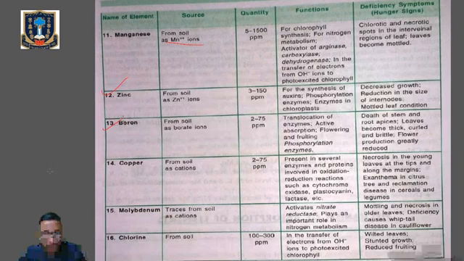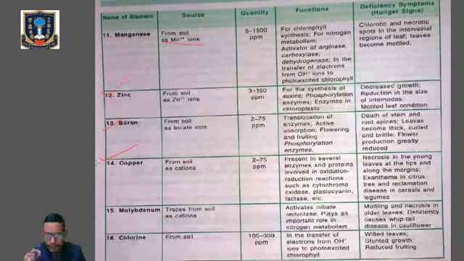Next one is copper. Copper is obtained from the soil as cupric ions. Quantity is nearly 2 to 75 parts per million. The role of copper is that it is a component of several enzymes. It is present in several enzymes and is also involved in oxidation reduction reactions and plays an important role in plant metabolism.